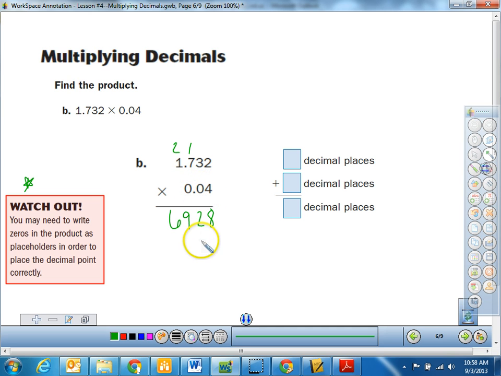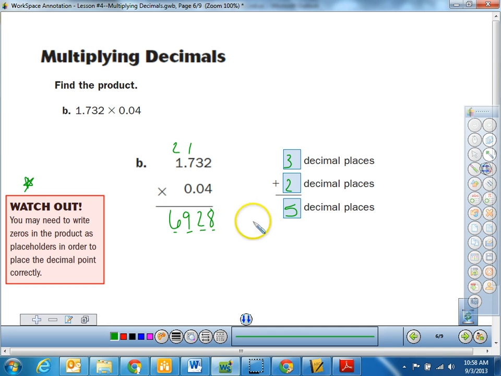Do I need to go ahead and multiply my 0 out? The answer is no, because I'm just going to be adding 0, 0, 0, 0, because 0 times anything is 0. But here's where this watch out is important. Even though I only took one number times it multiplying, I need to look at where that decimal point is and see how many are to the right. So here, I have 1.732. I have 3 numbers to the right of my decimal point. Here, 0.04, I have 2 numbers here. That means I need to have a total of 5 digits to the right of my decimal point. Well, what happens? I have 1, 2, 3. I only have 4. So how am I going to make that happen?